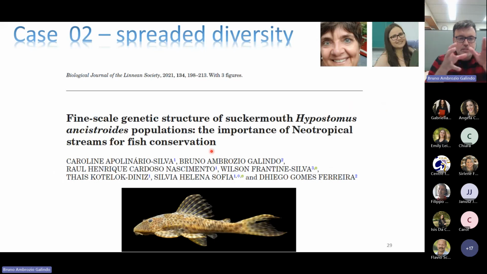And in this research project, our goal was to highlight the importance of streams to preserve the genetic diversity. Again, we needed a species that was evenly distributed through the watershed, but this species should occupy as well streams, not only main channels of rivers. And this species is Hippopotamus ancestroides, also known as cascudo.